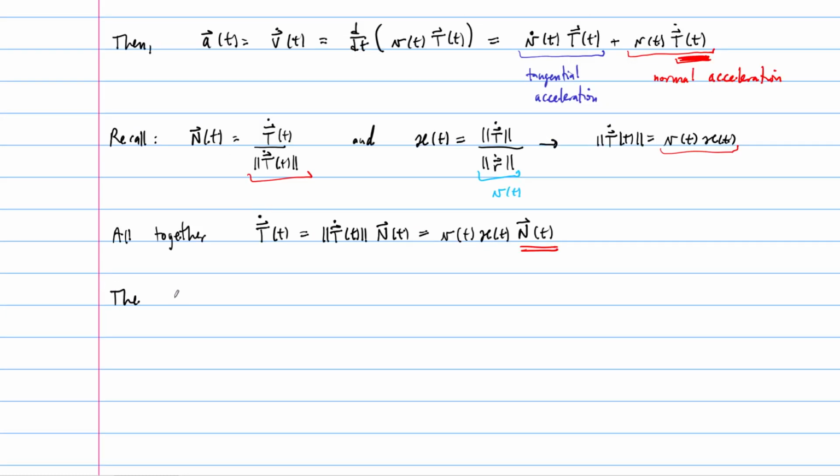But what we've determined then is that the acceleration of the particle lives in the plane determined by T and N, right? So its components are T and N. So it lives in the osculating plane, or lies in the osculating plane.